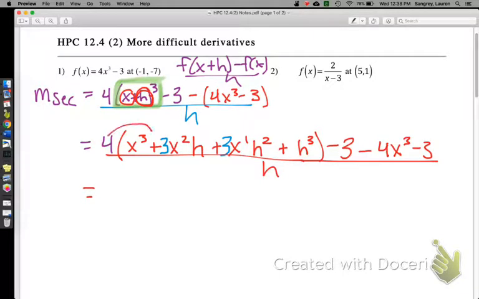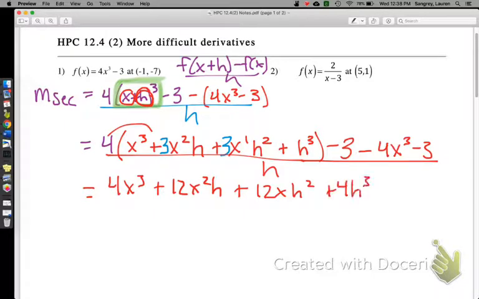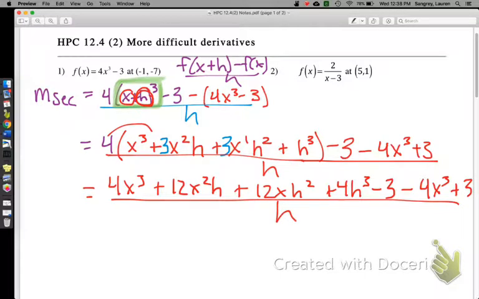All right, now I'm going to distribute that 4. So I have 4x cubed plus 12x squared h plus 12x h squared plus 4h to the third minus 3 minus 4x to the third, and actually that was my bad, that should be a plus 3 at the end there. All right, and this is all over h. Any terms without h's should cancel. 4x cubed, and a plus 3 and a minus 3.